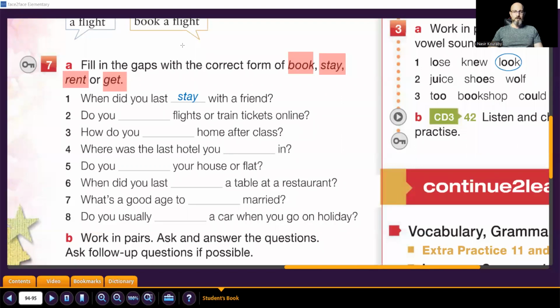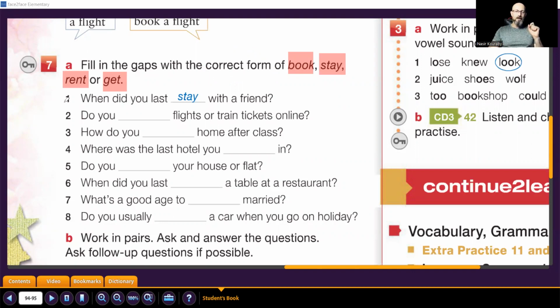Something very important, guys. When I say the correct form, it means, for book, maybe you write it book, maybe you write it booked, maybe you write it books. You add s for present simple. Maybe you write booking. So the correct form means you change the word, depending on the tense, on the pattern.